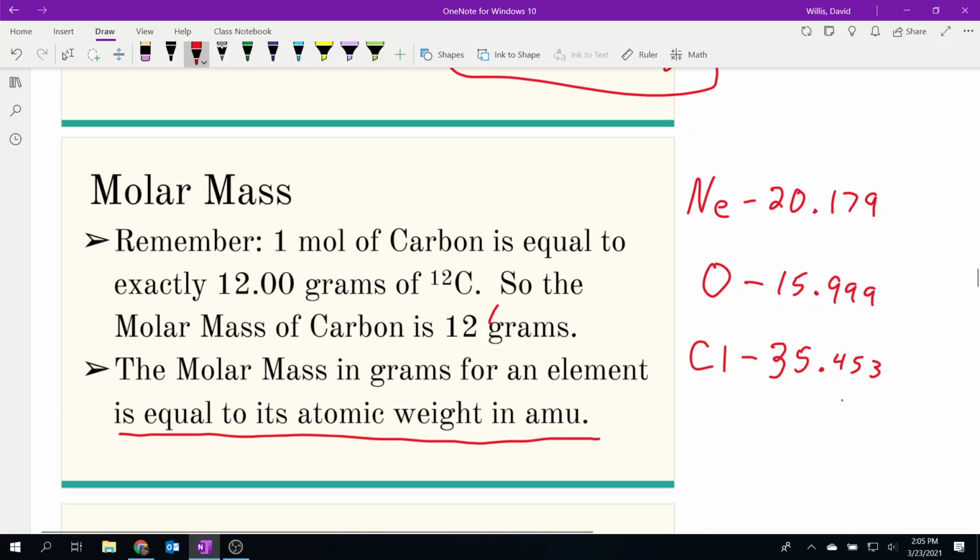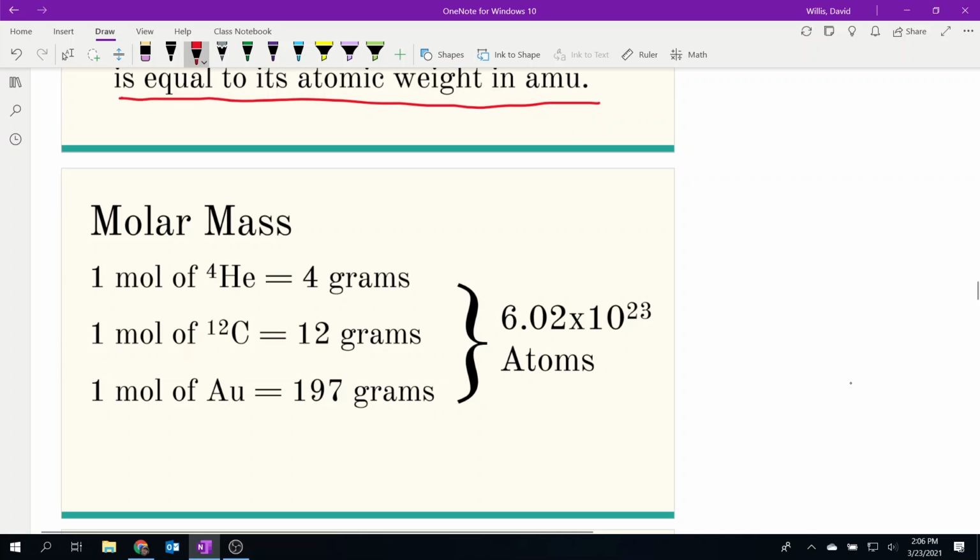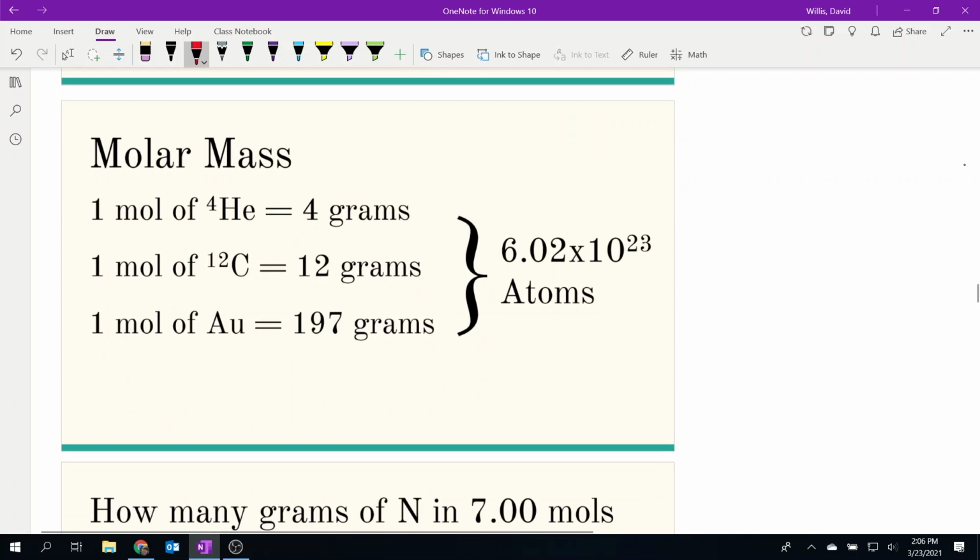Which means 35.453 grams of chlorine, I would have 1 mole of chlorine atoms. Okay? So that is how that works. And I just want you to add this to what you wrote earlier: 1 mole of helium was 6.02 times 10 to the 23rd atoms, and 1 mole of carbon was 6.02 times 10 to the 23rd atoms.